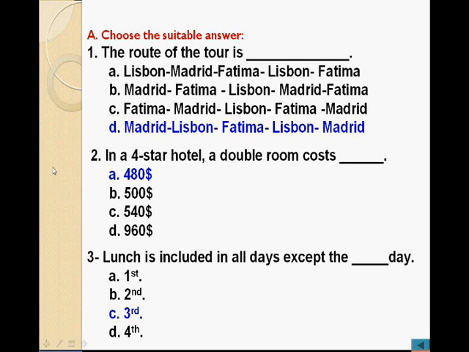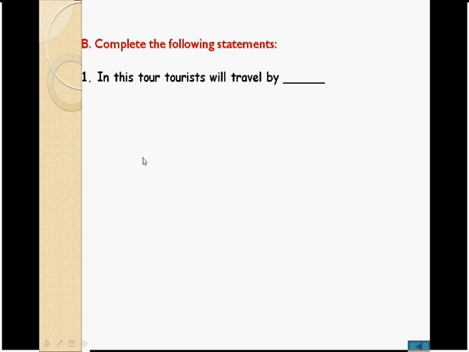So in order to answer such questions, you should do scanning in order to find the correct answer. Let's look at another type of questions. B, complete the following statements. Number 1, in this tour, tourists will travel by.